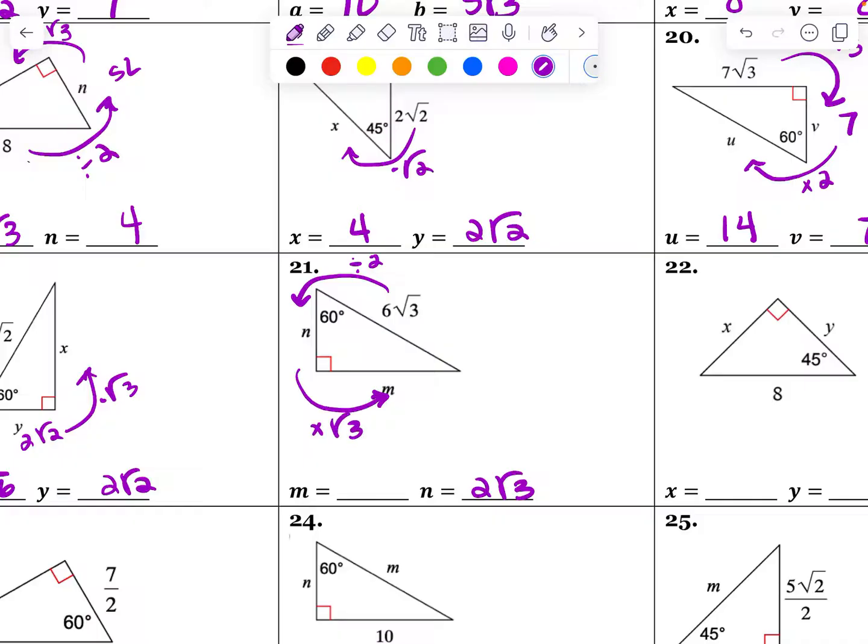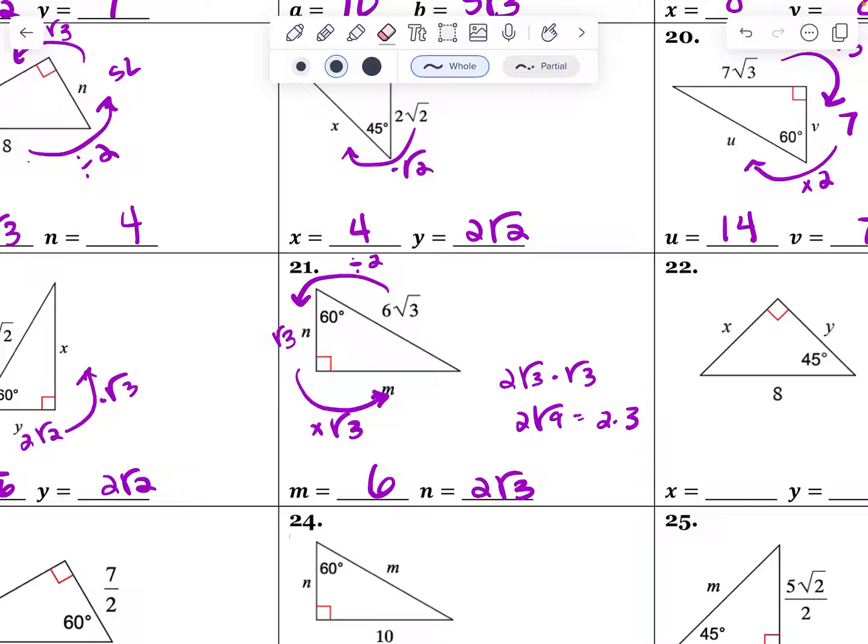times root 3. It's going to give me, root 3 times root 3 is 3. So that's just 2 times 3. Hold on. If that's 2 root 3, 2 times root 3 times root 3 is going to be 2 root 9. 2 times root 9 equals 2 times 3. 2 times 3 is 6. What did I do wrong? I know what I did wrong. 6 divided by 2 is a 3, Miss Mayhew. 3 root 3 is 9. There we go.